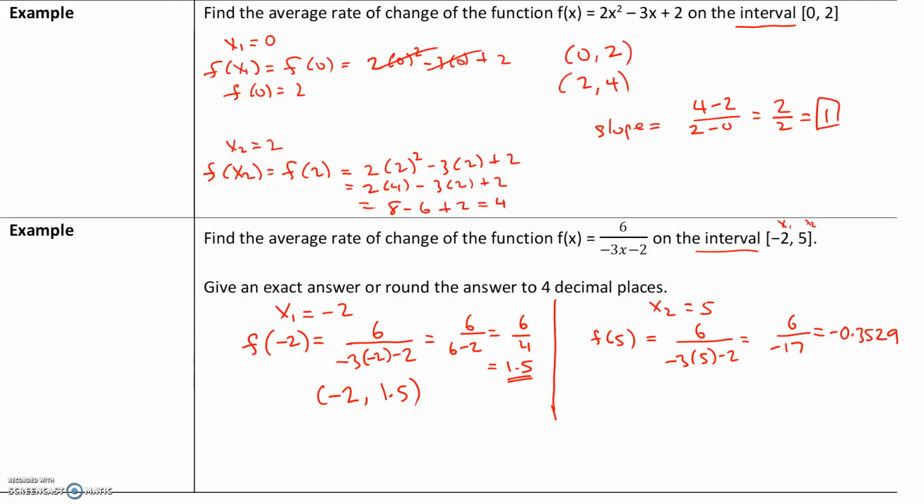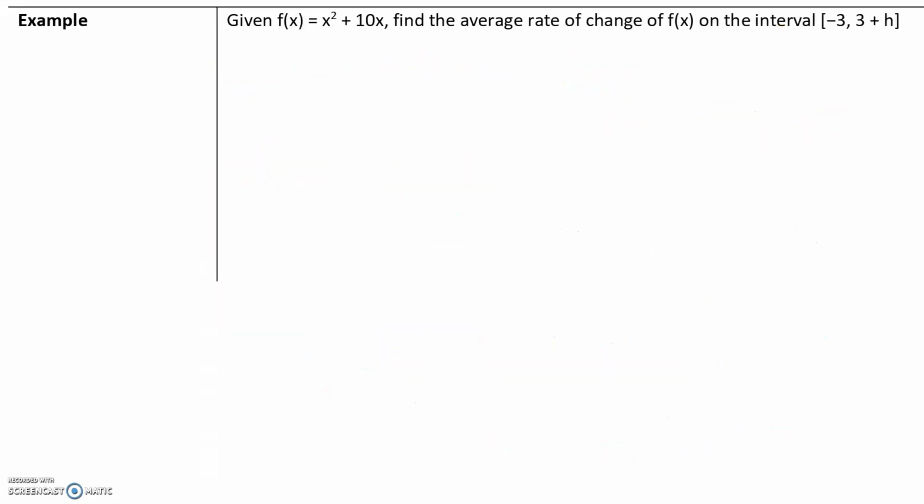So the average rate of change, or our slope, will be f of x2 minus f of x1 divided by x2 minus x1. So f of x2 is -0.3529 minus f of x1, which is 1.5. Okay, these are our outputs. That's our second output, that's our first output. Divided by x2 minus x1, which is 5 minus -2.